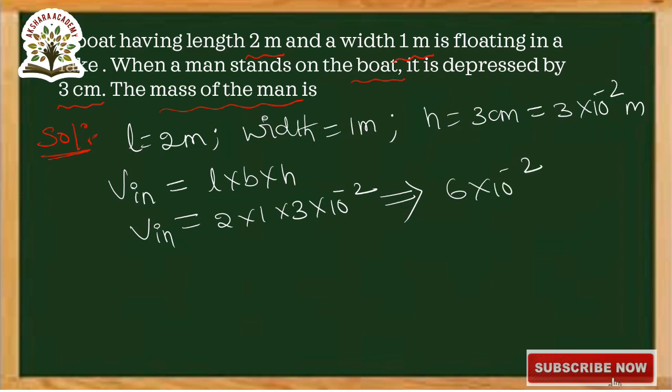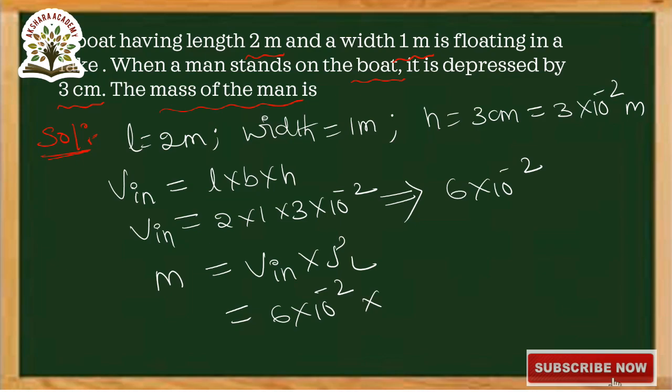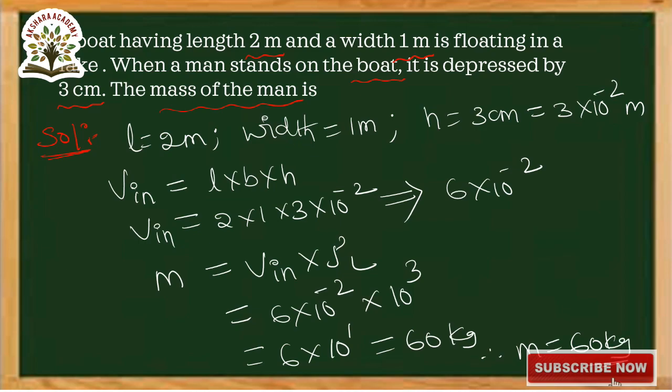Now we are finding the mass of the man. M is equal to V inside into rho L, volume into density, that is equal to 6 into 10 to the power of minus 2 into density of liquid 1000. This can be written as 10 cube. 6 into 10 to the power of minus 2, 10 cube, 3 minus 2 is 1. So 6 into 10, 60 kilogram. So the final answer, mass of the man is equal to 60 kilogram. Okay, this is the final answer. Next we will go to the next question.